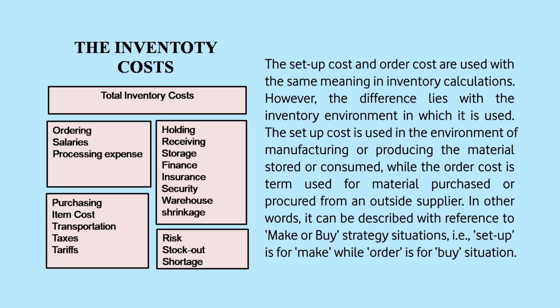However, the difference lies in the inventory environment in which they are used. The setup cost is used in the environment of manufacturing or producing materials to be stored or consumed. The order cost applies to material purchased or procured from an outside supplier. In other words, it can be described by the make and buy strategy. The setup is for the make situation, and the order is for the buy situation.